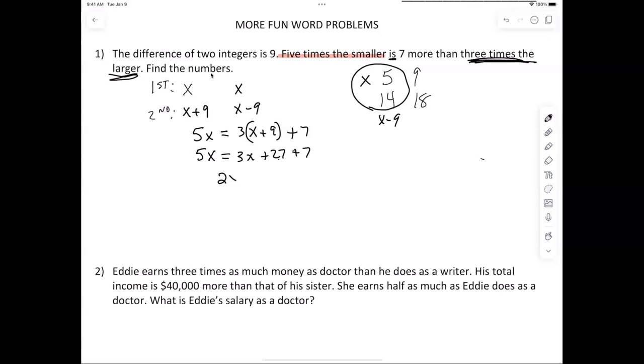2x equals, what's 27 plus 7? 34. So x must have been what? 17. X must have been 17. Is everybody good with this? Anybody have any issues? What, Sadie?